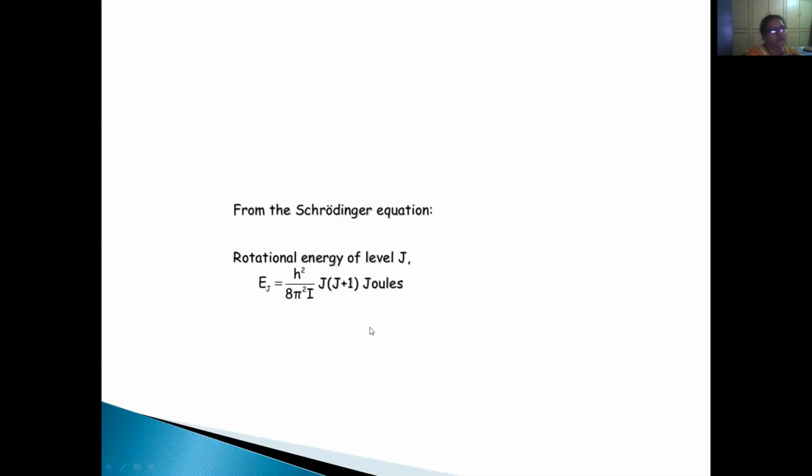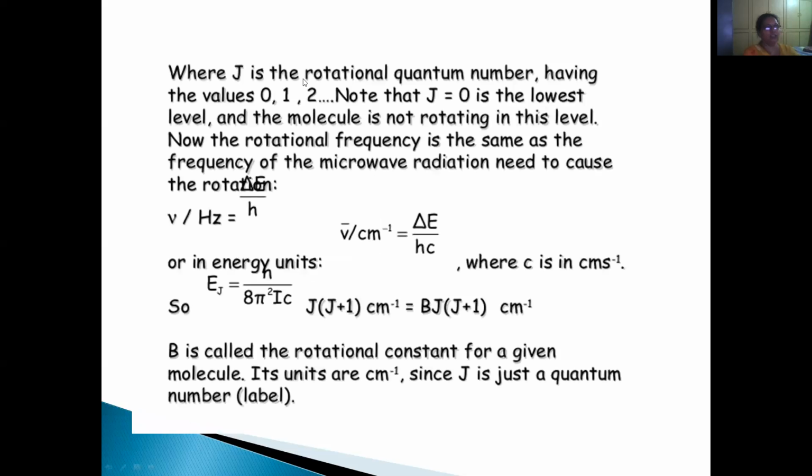From the Schrodinger wave equation, we know that J is the rotational quantum number. E is equal to h square by 8 pi square I into J into J plus 1 joules, where J is the rotational quantum number having the values 0, 1, 2, etc. J equal to 0 is the lowest level, and the molecule is not rotating in this level.